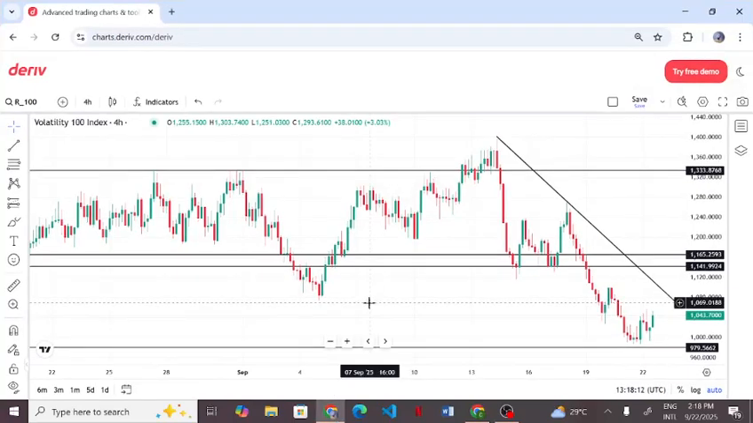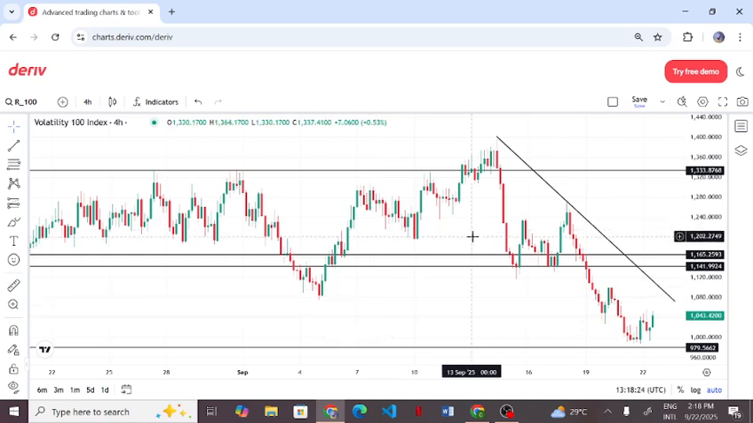Okay, guys, so this is the Volatility 100 Index for our time frame. So I just want to look at how this market will play out. I'm looking at the market right now. You agree with me that the market is currently in a bearish order flow.